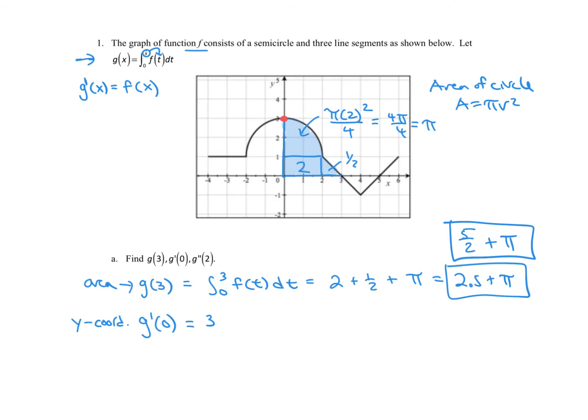And lastly, for g double prime of 2, this is going to be the slope of the tangent line, because if this graph is g prime, g double prime is its derivative. So we need the derivative of this graph at 2. Now, at 2, we have a curve going into a straight line making a sharp corner, and that point is not differentiable. So we can't find the slope of the line at 2 because the derivative doesn't exist there. So we say does not exist.